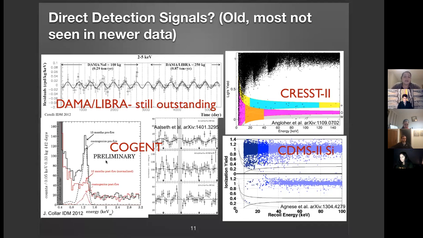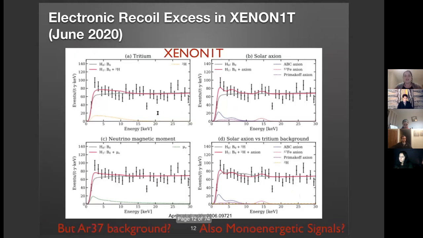The CoGeNT experiment has a germanium crystal. They also originally saw a bit of an annual modulation that went away with running longer. And they have an excess of events at the very lowest threshold, that black versus red, indicating they could have been seeing something. But in particle physics, seeing something close to your threshold is almost always expected and just shows that you don't usually have a handle on either your detector or your backgrounds, not so much that you're maybe seeing new physics. But this is what's been seen in the past in our field of direct dark matter detection.